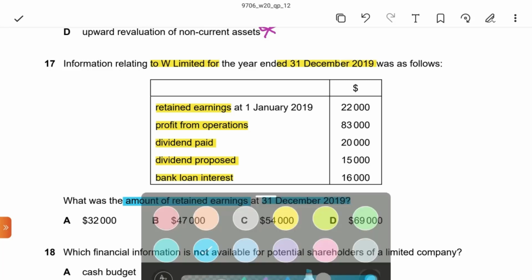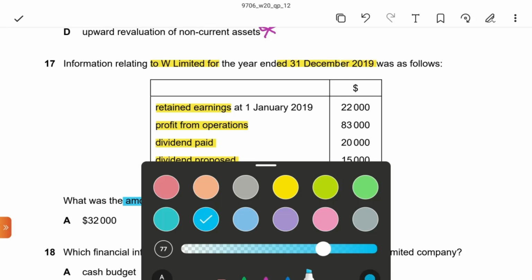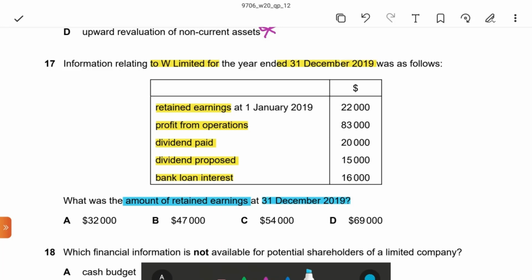Current year retained earning is equal to profit after interest and tax. Here profit from operation is given as 83,000. Dividend paid 20,000. Dividend proposed means that is not paid, just proposed, so we will not deduct it from profit. Bank loan interest. So for profit after interest and tax, deduct dividend paid and bank loan interest. So what is the amount?